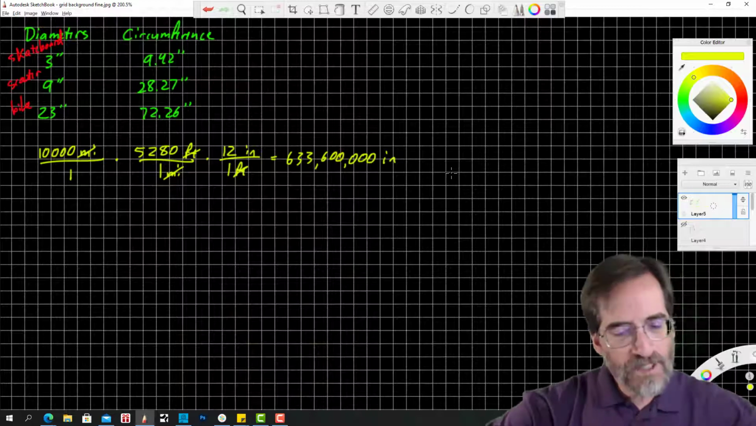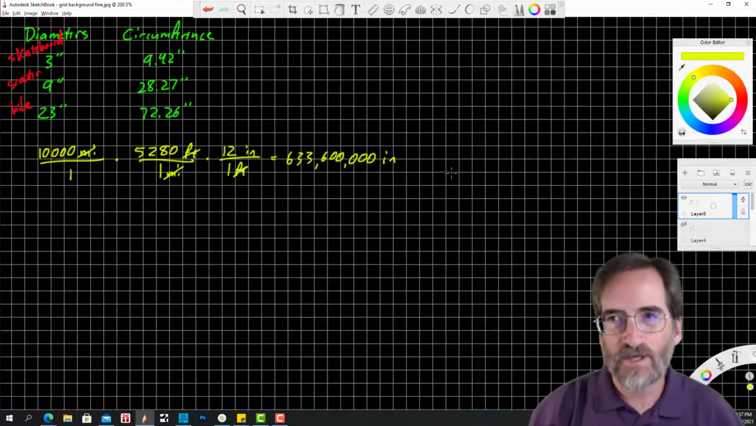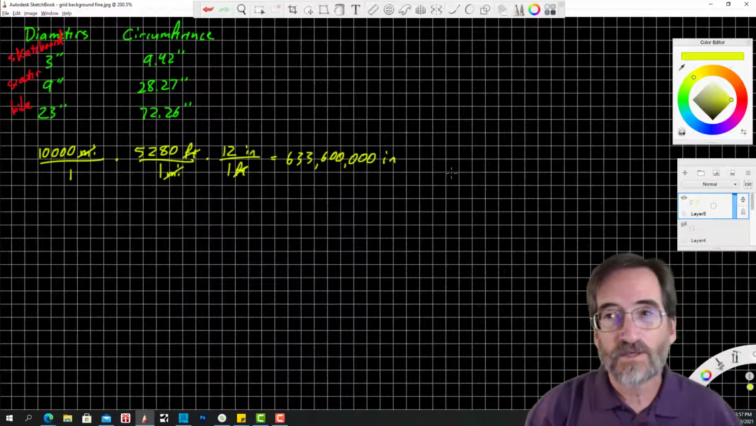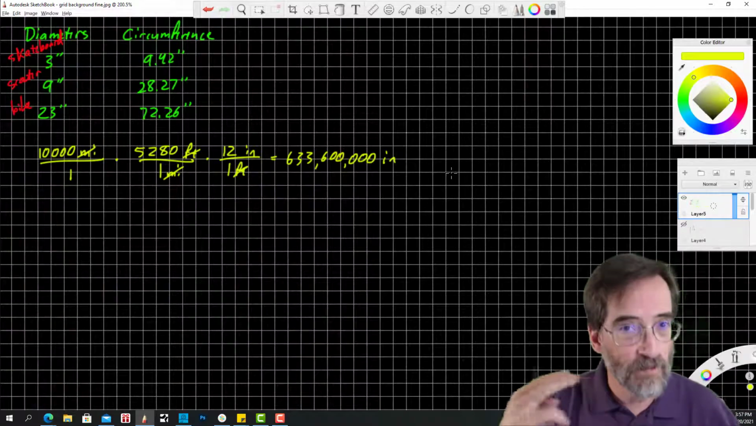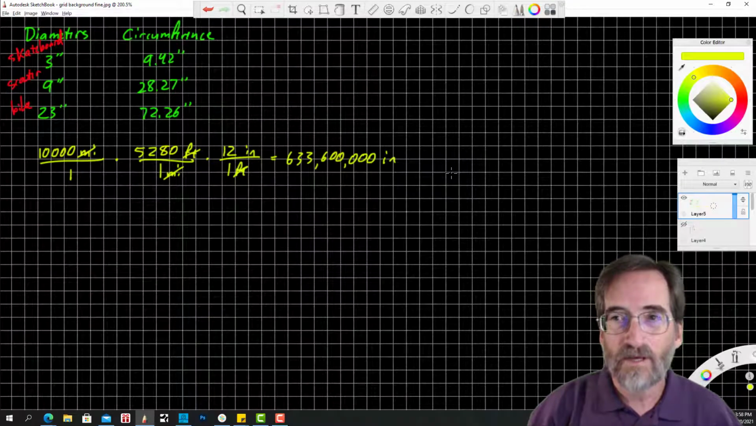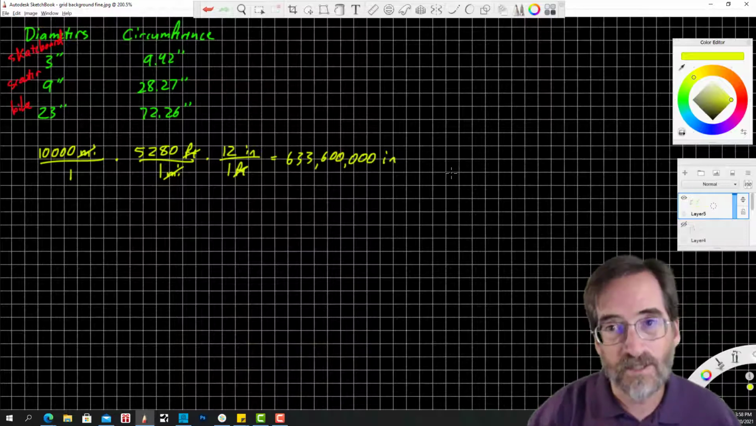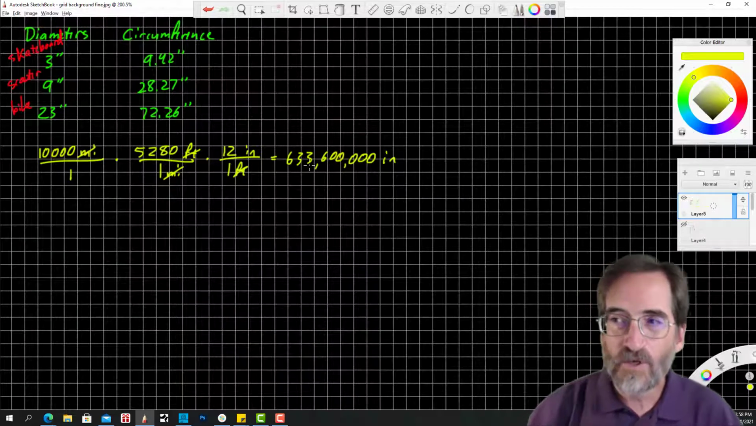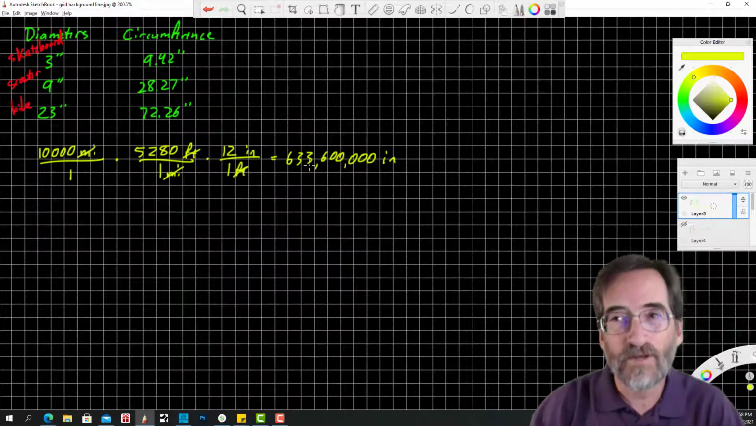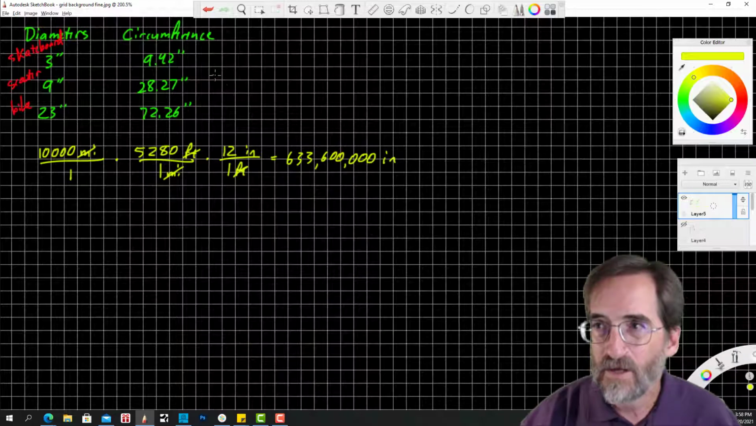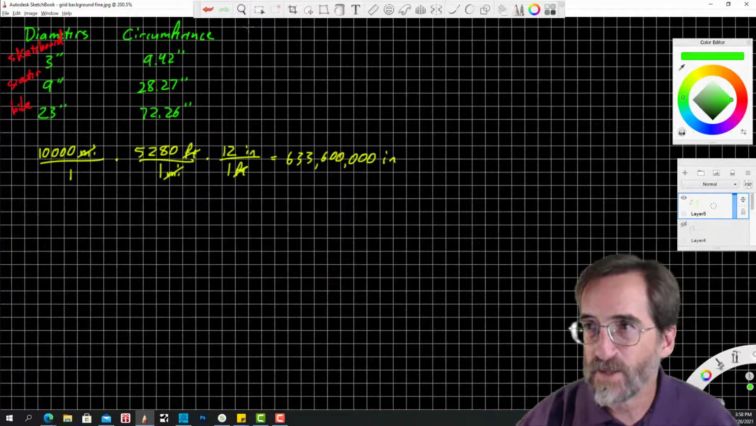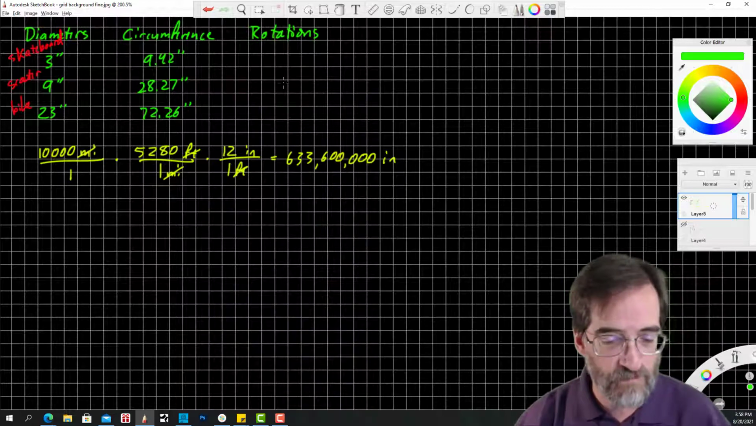So every time a tire turns or rotates one time, it goes the circumference of the tire. So if the tire has a circumference of 9 inches, every time it rotates, it goes 9 inches. If it has a circumference of 72 inches, every time it rotates, it goes 72 inches. So we're going to take the total distance in inches and divide by the circumference, and that'll give me the rotations in 10,000 miles. So we're going to take 633,600,000 and divide by each of these.